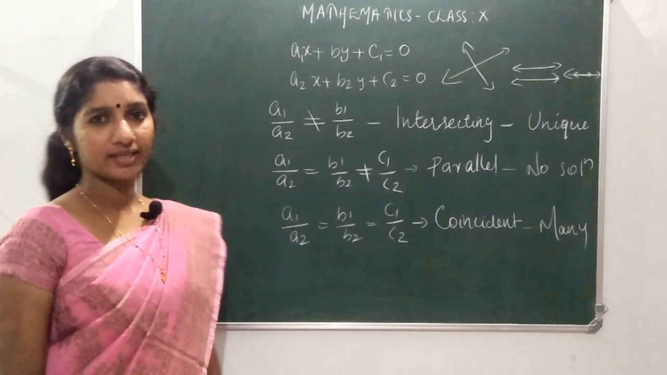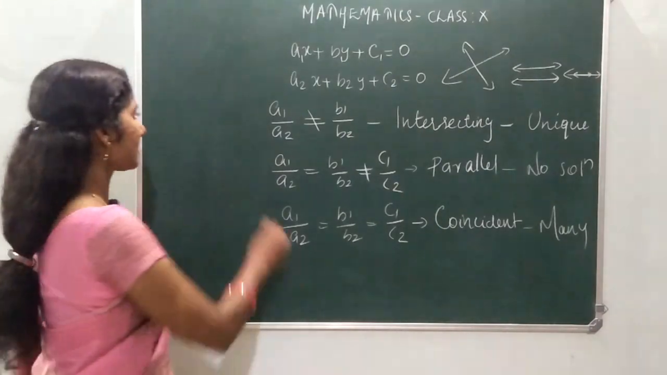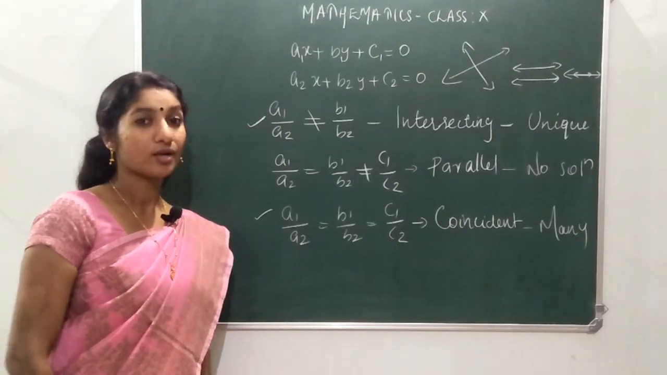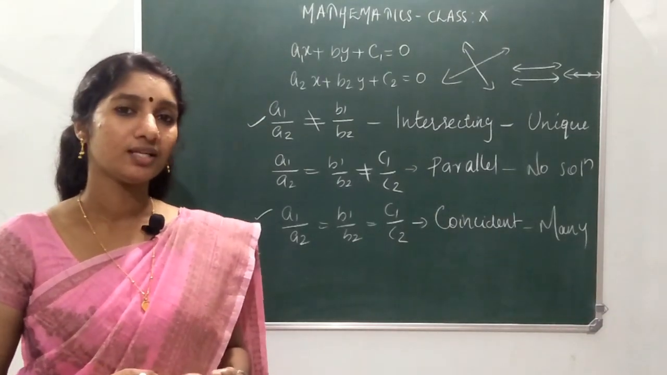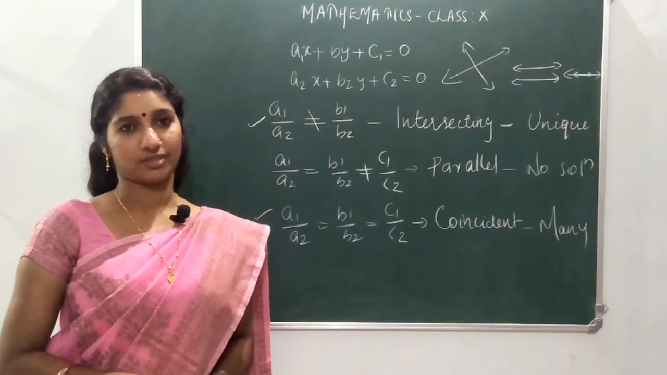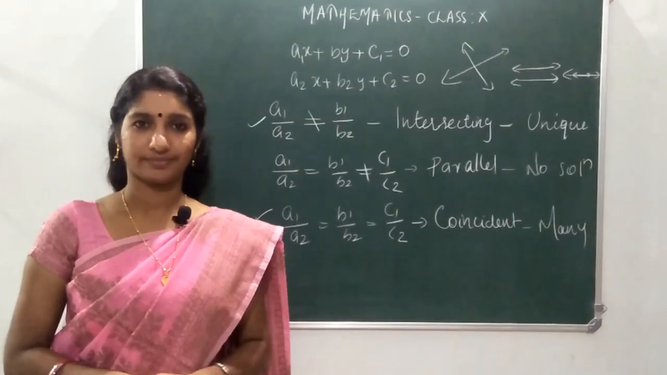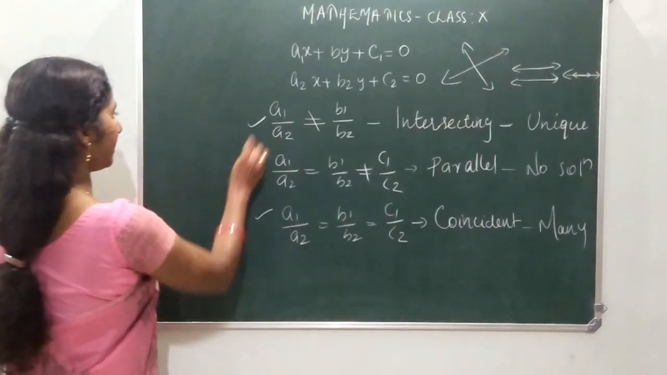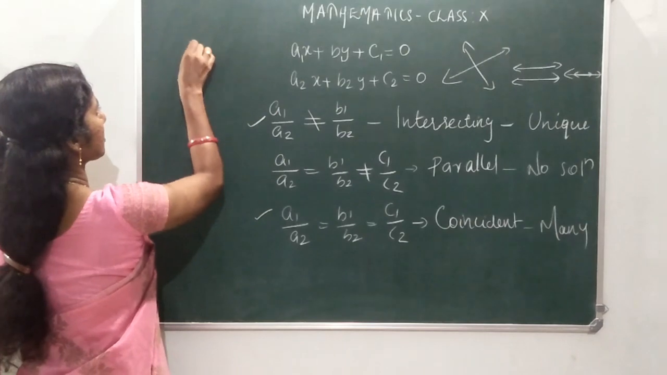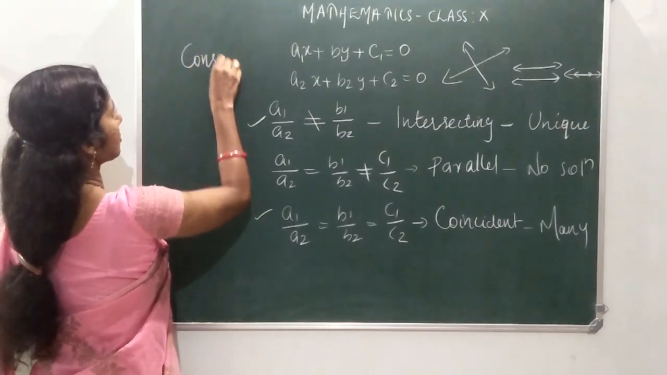Then see, in which cases are we getting a solution? In this case we are getting a solution, here also we are getting a solution, meaning common solutions are there for the two equations. They have a solution, either one or many. That time we will call the pair of linear equations consistent.